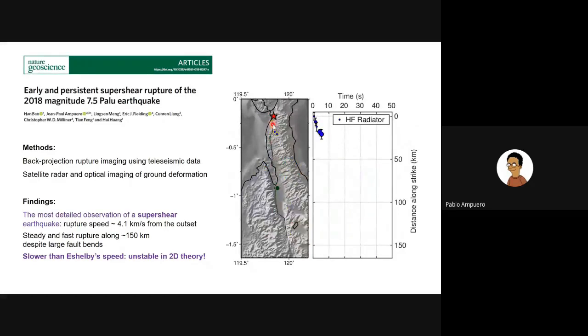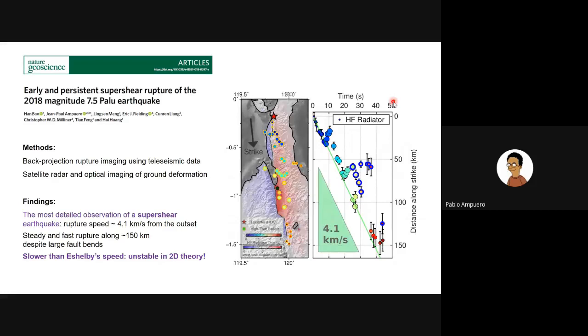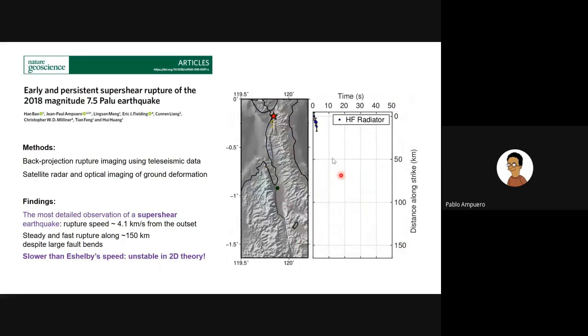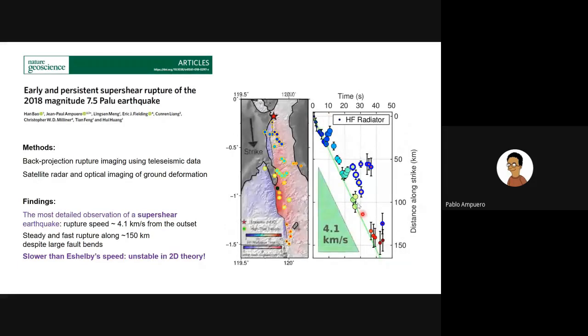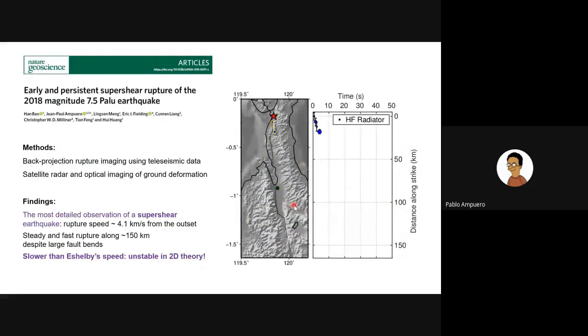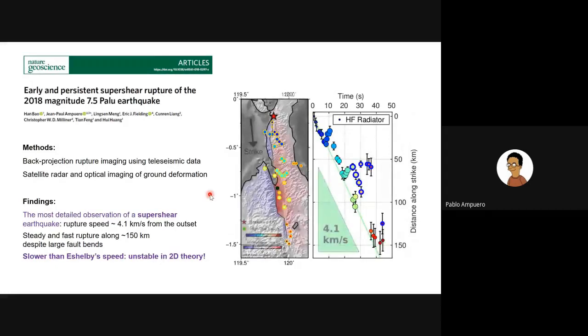So that's moving south. And we can plot it more synthetically. Here is time on the horizontal axis and distance along strike on the vertical axis, plotting again those high frequency radiators. And the slope of the envelope of these observations provides you an estimate of the rupture speed, and it's about 4.1 kilometers per second. So what we found about this earthquake is that it is a super shear earthquake. That's 4.1. The typical S-wave speed here would be closer to 3.5 or so.